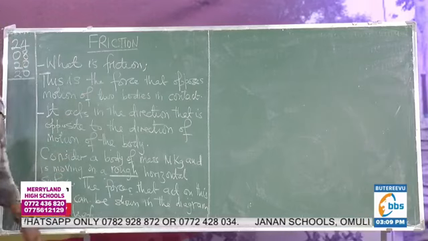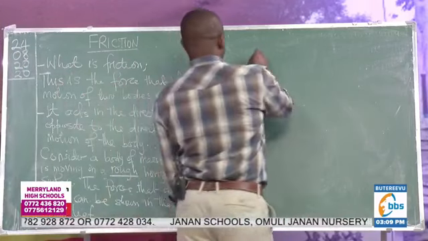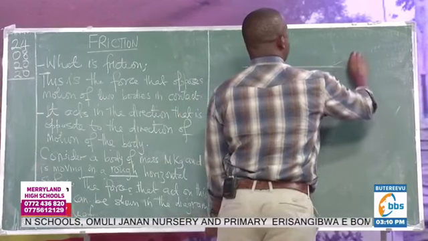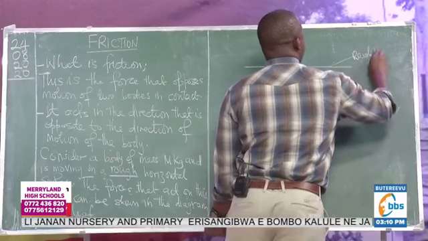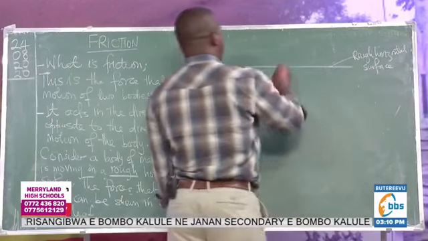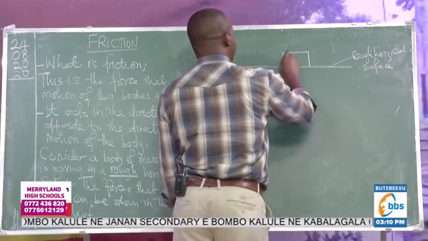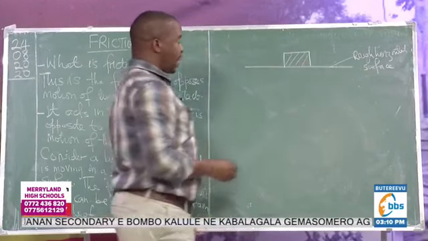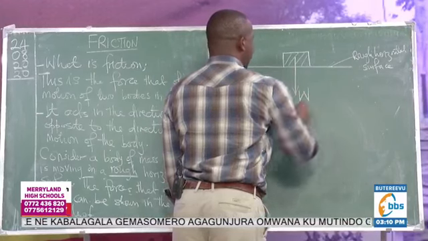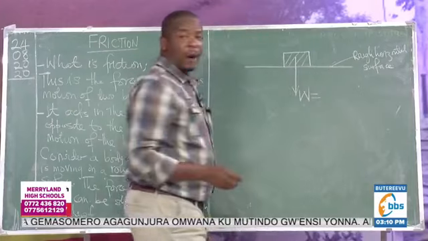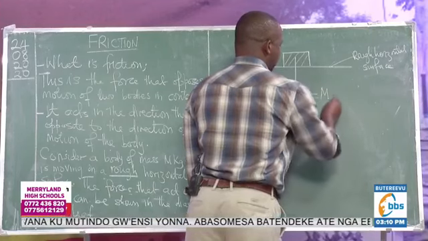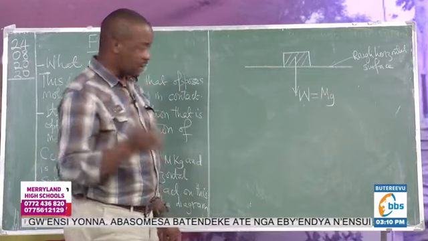I am going to put the diagram on our next page. If I consider that as the rough horizontal surface, and I consider this as the body whose mass is m kilograms, therefore the first force will be the weight, which I'll call W. From our earlier lesson, and from the knowledge of physics, we know that weight is given by mass times acceleration due to gravity.